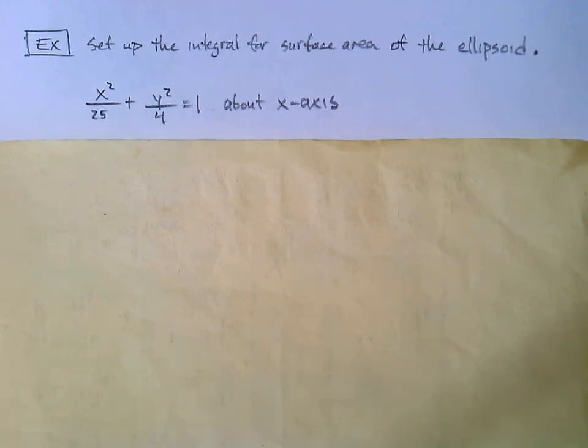This is an interesting one to end with. Set up the integral for the surface area of the ellipsoid. Pretty cool. So you see the equation of an ellipse right there: x squared over 25 plus y squared over 4 equals 1. We're going to revolve that about the x-axis and think about the surface area.